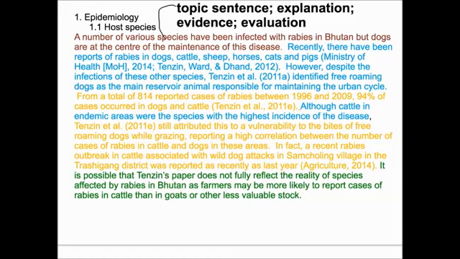So what is this sentence? Let's read it out. A number of various species have been infected with rabies in Bhutan, but dogs are at the centre of the maintenance of this disease. Okay? So this sentence is the controlling sentence of the paragraph. If a reader reads only this sentence, they know what the rest of the paragraph will be about. The rest of the paragraph is going to talk about dogs and how their role is at the centre of maintenance of rabies.